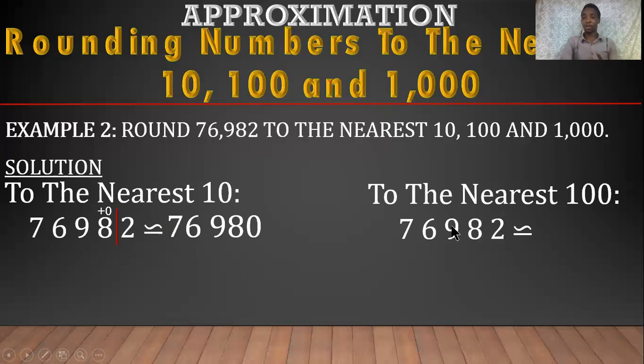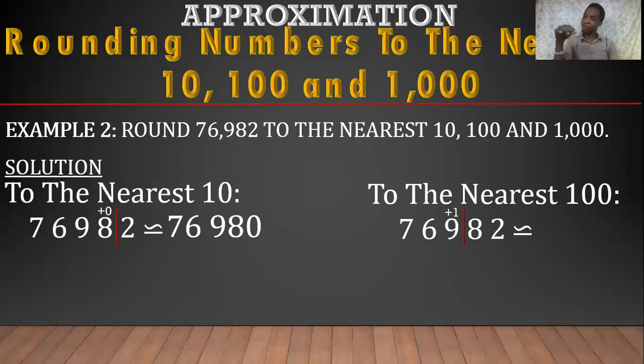For my 100, okay, I have my units, I have my tens, I have my 100. Now, please pay attention to this. This is where you could get a bit confused, but it's still very easy. Again, my place value, I have my units, I have my tens, I have my 100. So my line will come after my 100. I'll check the number after the line, 8 in this case, I'll be rounding up, which means I'll add plus 1 to the place value 100. So plus 1 will go right there.